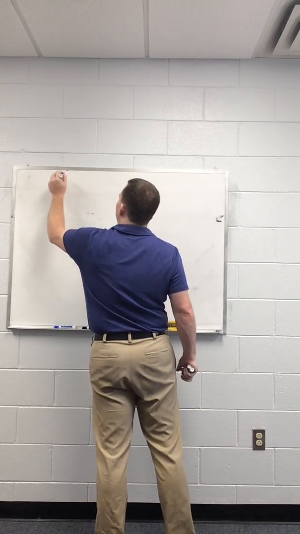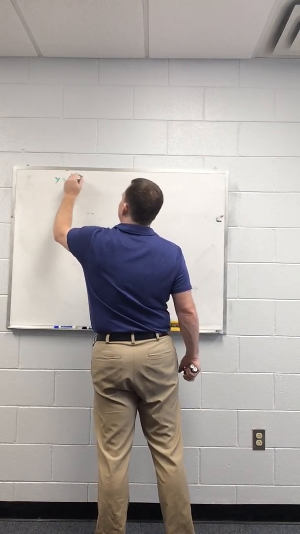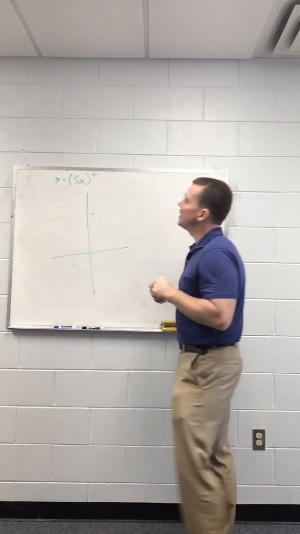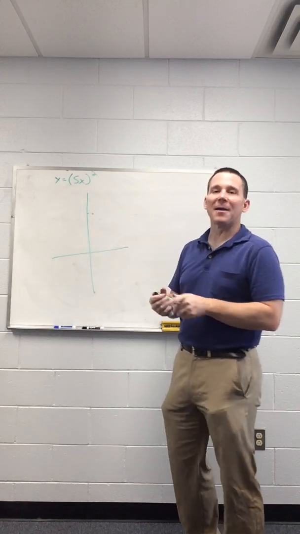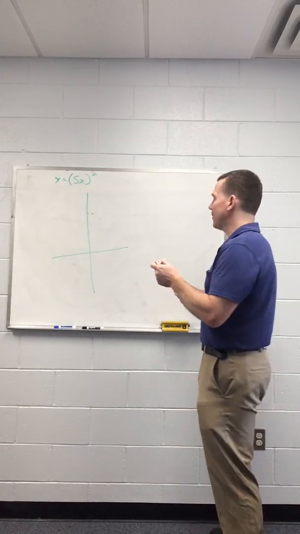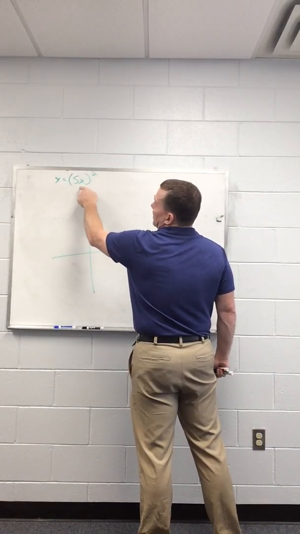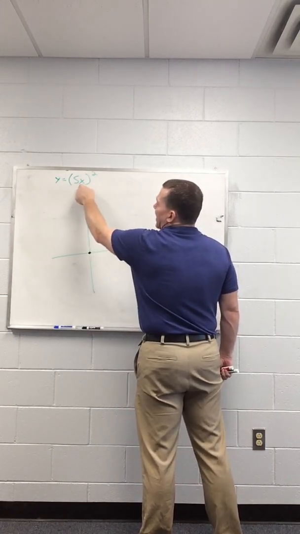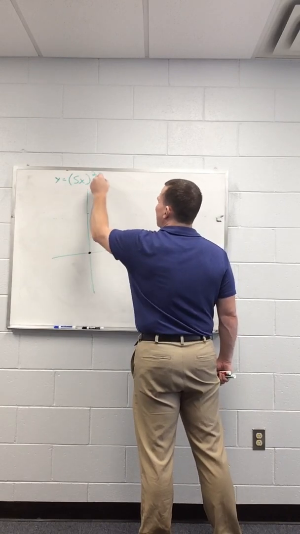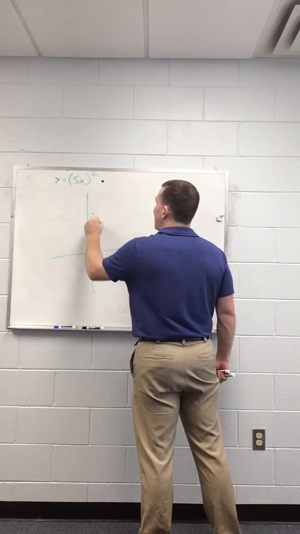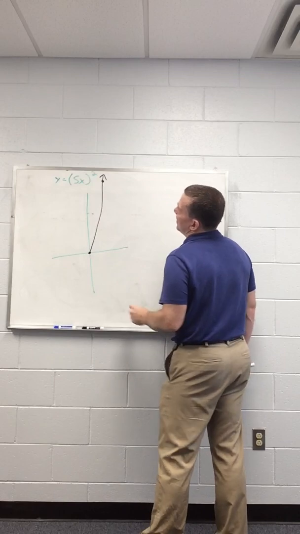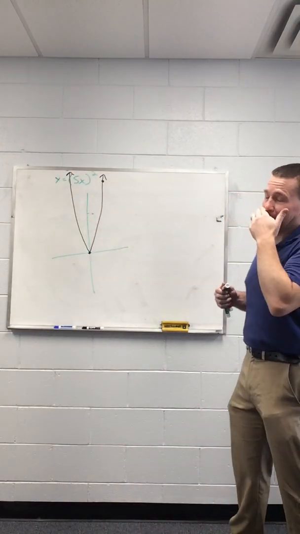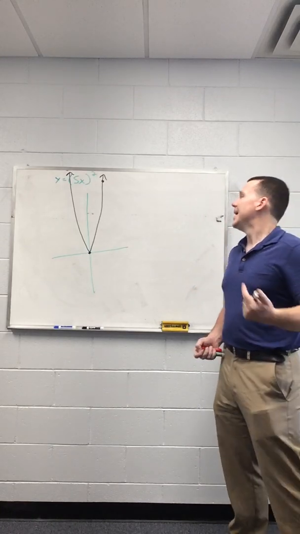If I have y equals 5x squared, now we see the 5 is inside of the square. If I just plot a few points, at 0, 5 times 0 is 0, 0 squared is 0. At 1, 5 times 1 is 5, 5 squared is 25. So that's way up here, and I'm going to run out of board space. This will be symmetric, so it will look like that.